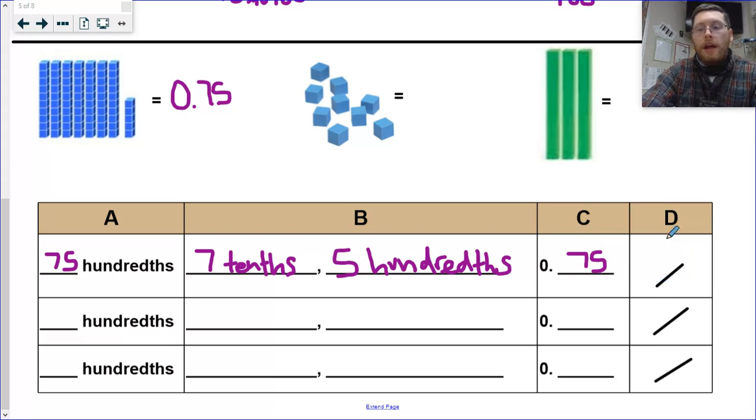That's my decimal. And this last one is we have to come up with a fraction. Well, it's out of 100 total pieces. Okay, how many were there? There were 75 of them that we have over here. Okay, all right, so that was that first one. We are done. We are good to go on that one.